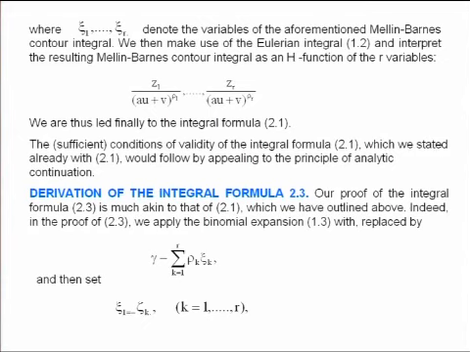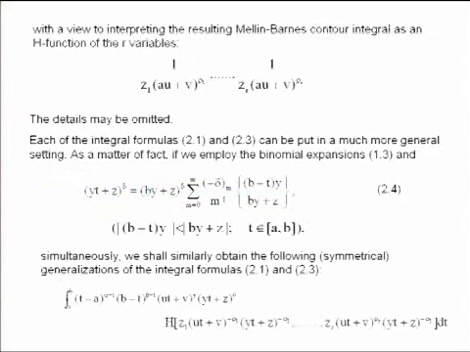And the second formula, 2.3, we can similarly derive by replacing gamma by this and setting zeta equal to zeta_k, k equal to 1 to r, and these conditions are as stated. The formulas 2.1 and 2.3 can be put in a much more general setting. As a matter of fact, if we employ the binomial expansion 1.3, and this is the (yt plus z)^delta equal to this equation, simultaneously we shall similarly obtain the following symmetrical generalization of the integral formulas 2.1 and 2.3.